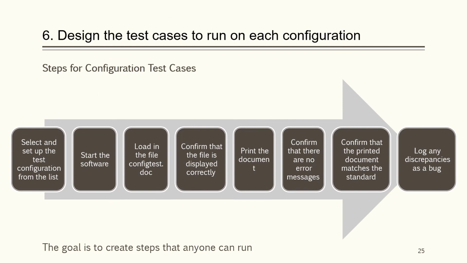The sixth step is to design the test cases to run on each configuration. Steps for configuration test cases include: select and set up the test configuration from the list. Start the software. Load in the file config.test.doc. Confirm that the file is displayed correctly. Then print the document. Confirm that there are no error messages. And then confirm that the printed document matches the standard. Log any discrepancies as a bug. The goal here is to create steps that everyone can run.